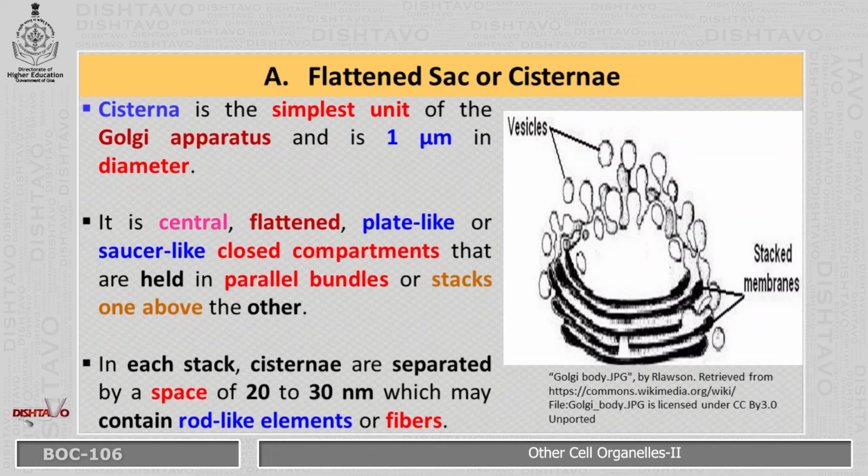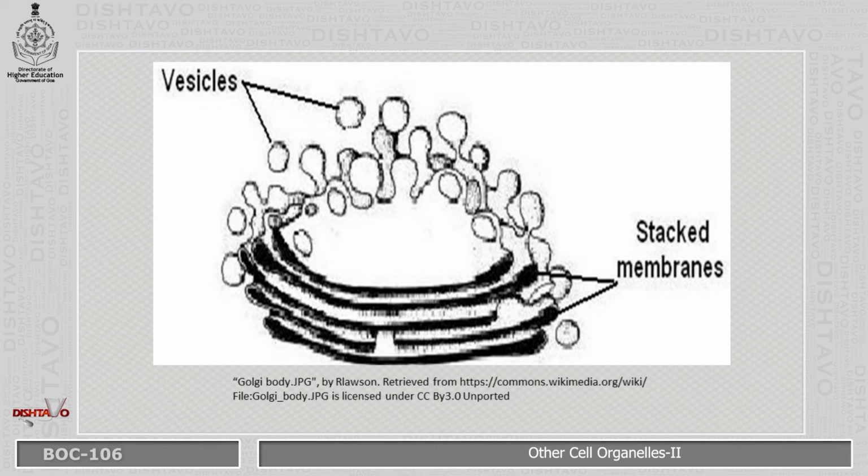So these cisterna or cisternae are arranged in parallel bundles, if you see the structure, also called stacks, or they are stacking one above the other. In each stack, cisternae are separated by a space of 20 to 30 nanometers, which may contain rod-like elements or fibers. This is the magnified image of the Golgi body, which is showing the cisternae and the vesicles.